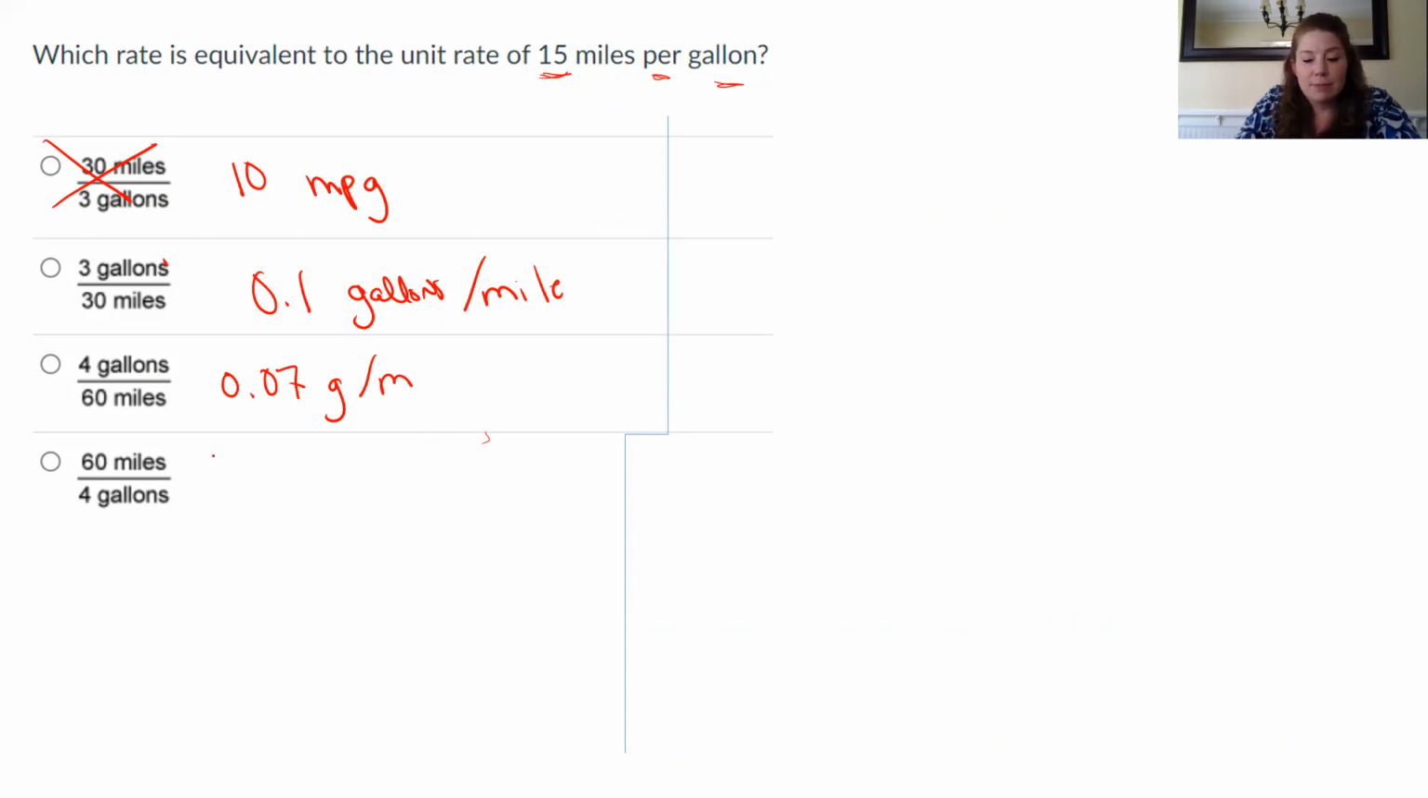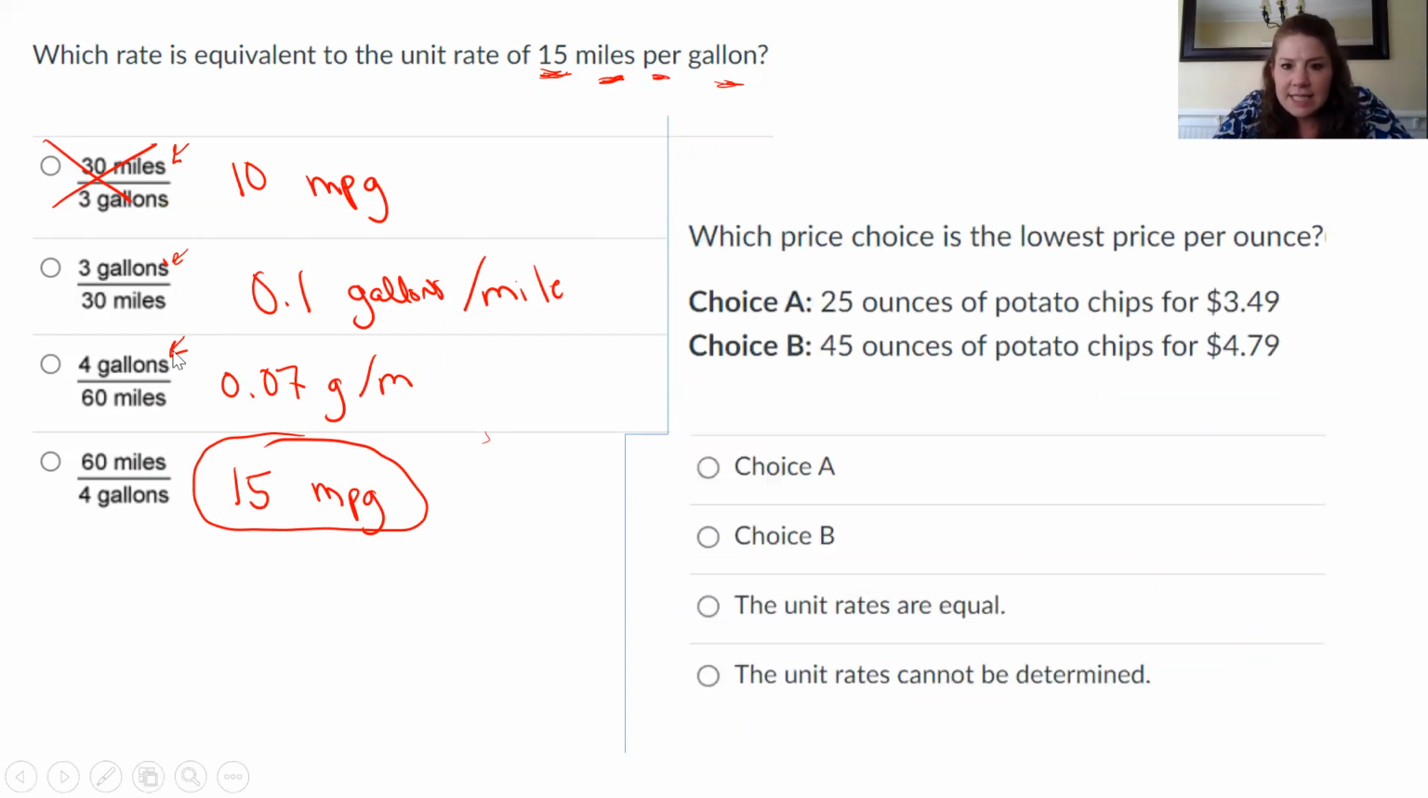So then the last one would be 60 divided by 4, and I just got 15. What did I divide? I divided miles per gallon. So that's the number I'm looking for. Okay, so you want the numbers to match, but also miles per gallon. So whatever you're dividing by, that word goes first. This is gallons per mile, this is gallons per mile. All right, let's look at the next one.